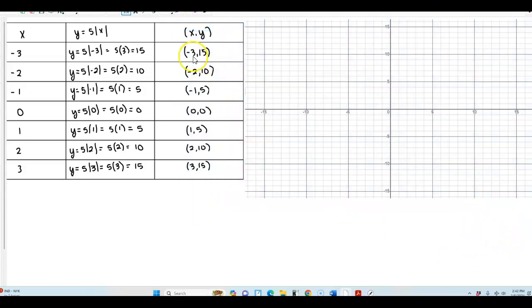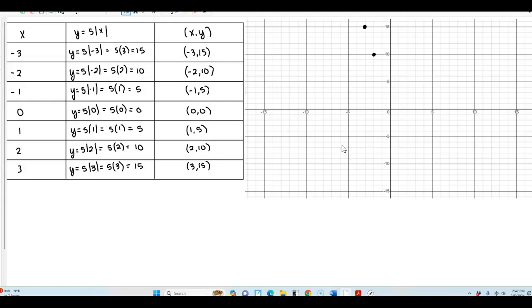So the first ordered pair is -3, 15. So that means we're going to move over 3 units. So 1, 2, 3. And then we're going to go up 15. So there is the first ordered pair. Okay. The next one is -2. So we're going to move over to the left 2 units and then up 10. So therefore there is the next ordered pair.